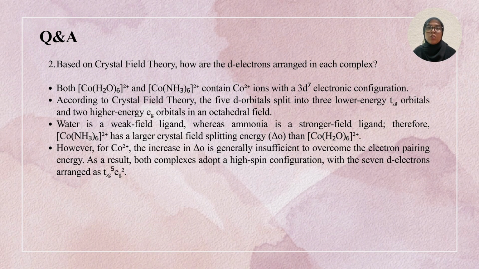Therefore, hexaamminecobalt ion has a larger crystal field splitting energy, delta O, than hexaaquacobalt ion. However, for cobalt 2+ ion, the increase in delta O is generally insufficient to overcome the electron pairing energy. As a result, both complexes adopt a high spin configuration with the d7 arrangement as t2g5 eg2.